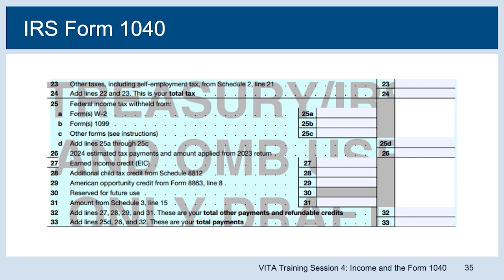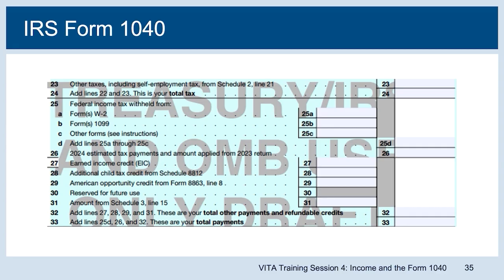Line 25 will apply any federal income taxes withheld from IRS Forms W-2, 1099, and others. Add withholdings from 25A through 25C and enter on 25D. This is your total federal withholdings. Line 26 includes 2024 estimated tax payments and amounts applied from your 2023 tax return. Income taxes are generally withheld from a taxpayer's paycheck. However, some taxpayers have income from self-employment, dividends, interest, capital gains, rent, and royalties. These taxpayers may be required to make estimated tax payments to avoid penalties.